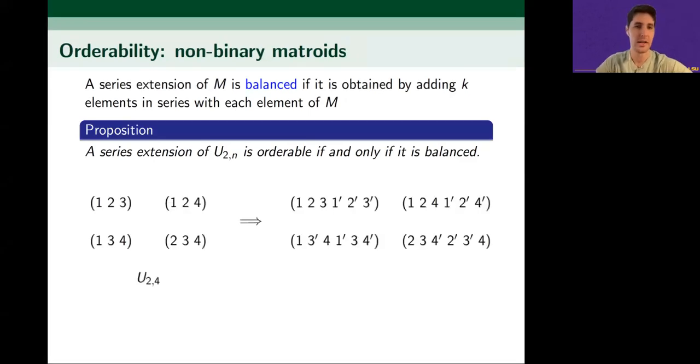Just to give you an example, with U24, we're just taking the original 3-element circuits and repeating them however many copies you've made. So that would be K. Yeah, that'd be K. And then you just shuffle around which copies are in which series class, and you can make this work every time.